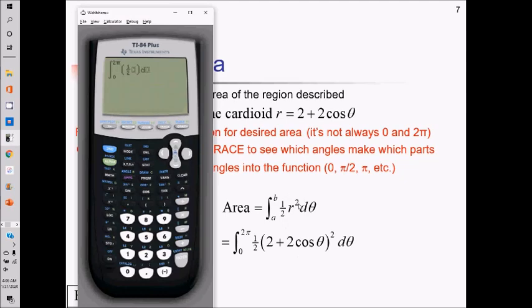Remember that you actually graphed this thing out. So you can do alpha trace. And if you're still in polar mode, you can pull up your R1 that you put this in. And we're just going to be squaring that. And then go to dx, d theta, press enter, which gives us 18.850 if we round that off.